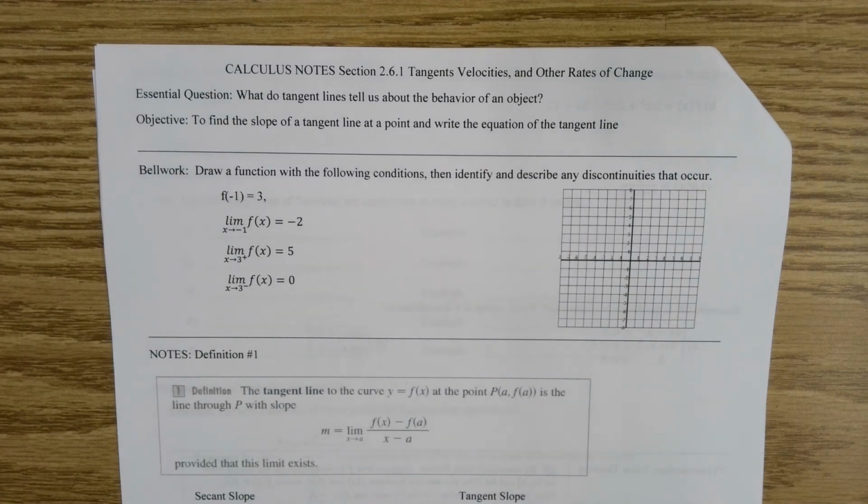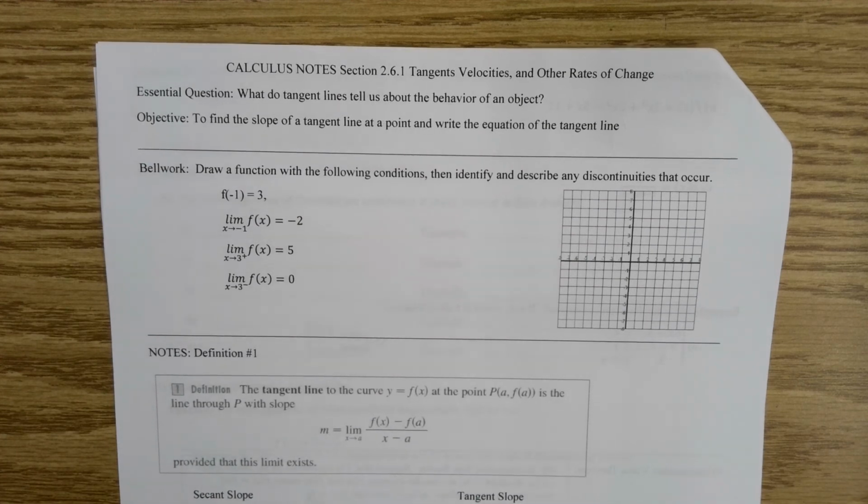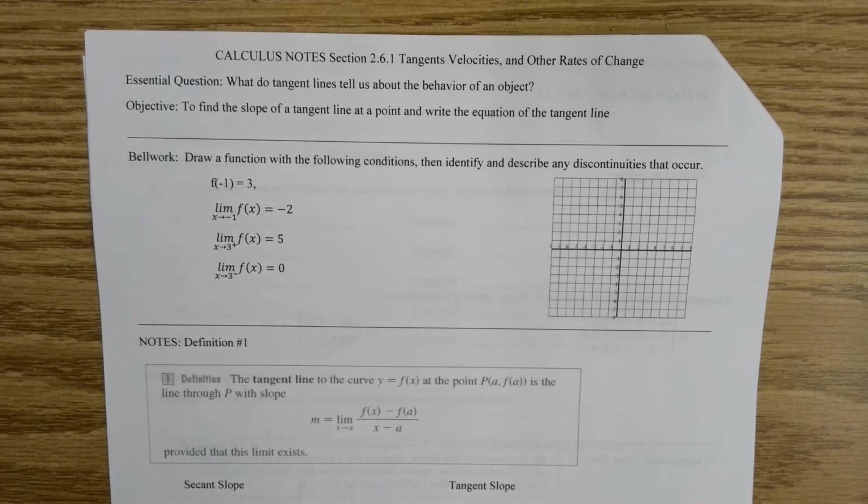We're in chapter 2. This is chapter 2.6, tangents, velocities, and other rates of change. In the previous section, you learned all about continuity. In this section, we're going to talk about how we can use the idea of limits to create rates of change for a function, but also for moving objects, like in applications such as velocity.